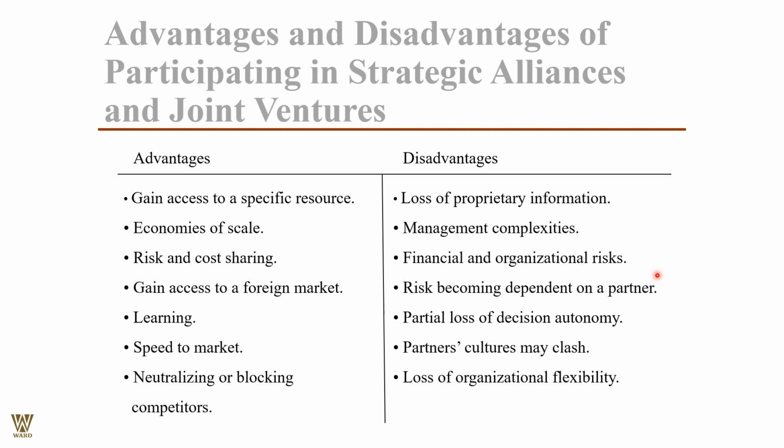Disadvantages are also there. Why? Because you stand to lose your proprietary information. You stand to give away most of your trade secrets. Management complexities are there. Cultural differences would be there. Financial risks are there. People might not be as transparent as they claim to be. You can become dependent on the partner. Partial loss of decision making. Autonomy is lost, right? Partners' cultures may clash, and there is loss of flexibility as far as the organization is concerned.